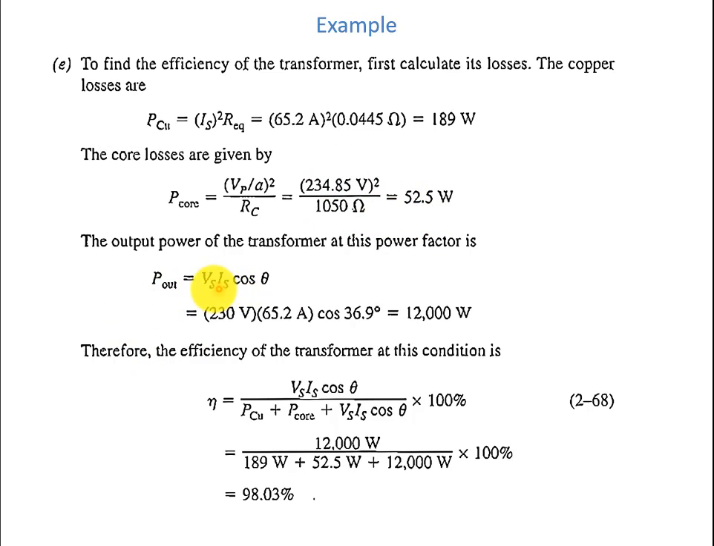P out we can find as Vs Is cos theta. This is 12,000 watt. So the efficiency is Vs Is cos theta, that is P out, divided by copper losses plus core losses plus P out. So that will be 98.03%.